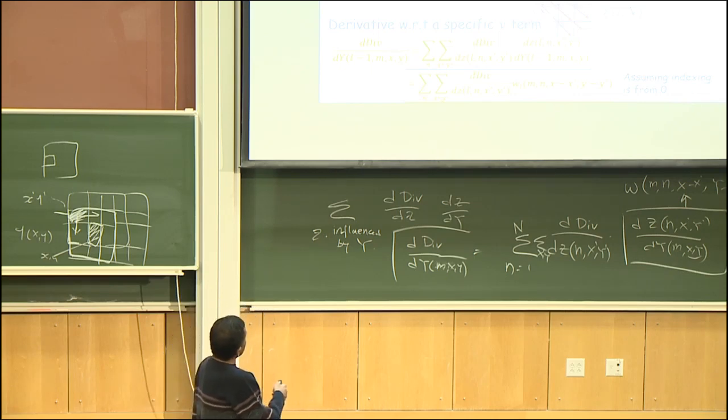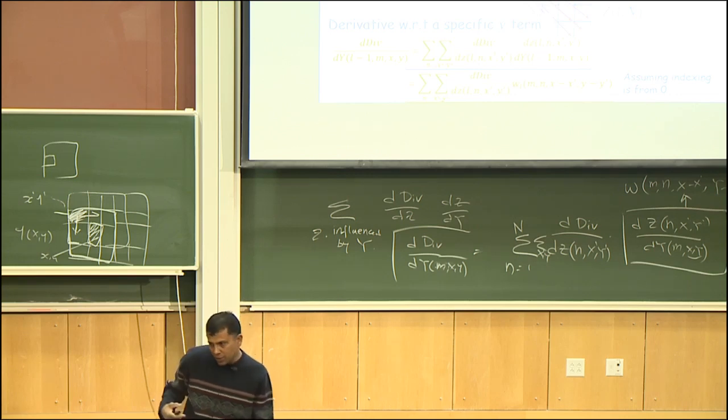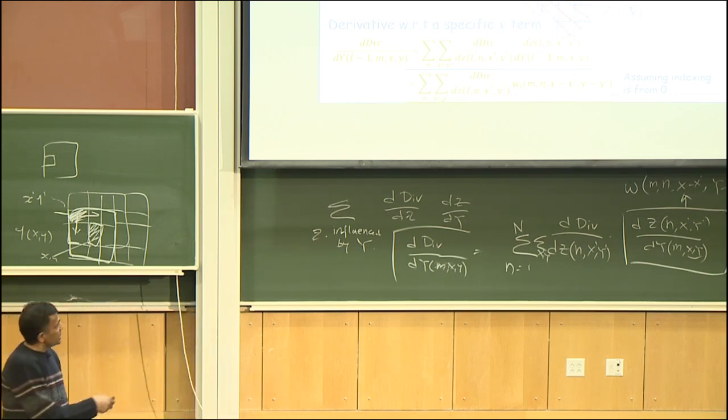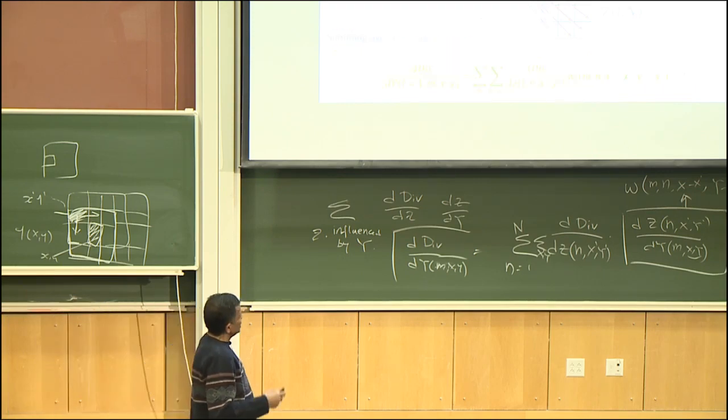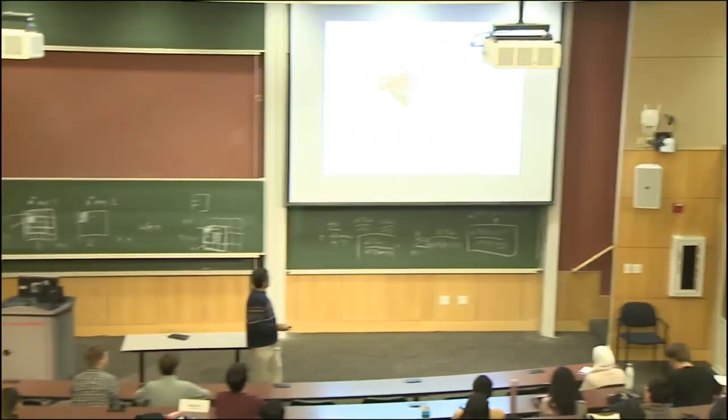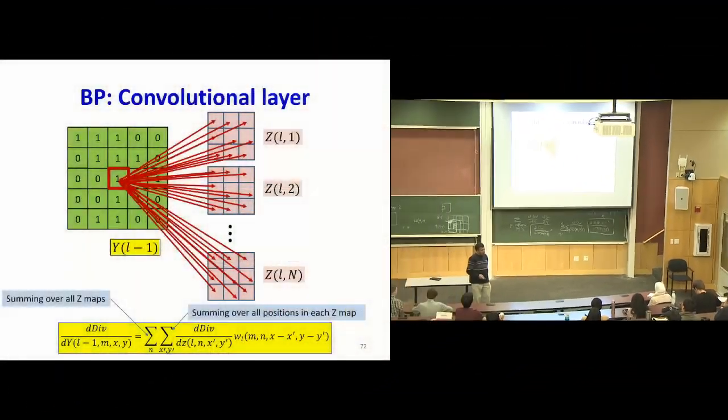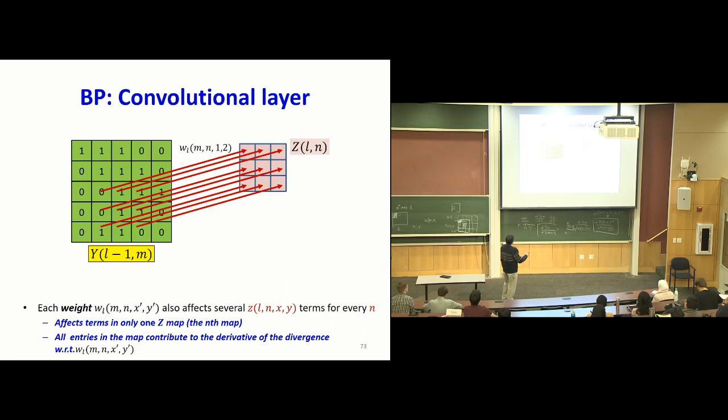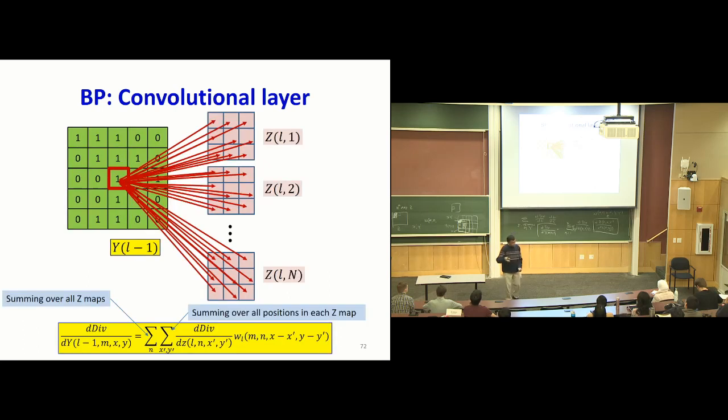The derivative of the divergence with respect to any given y, here I've actually shown you the layer indices, is going to be summing over all of the z maps in the next layer, over all of the positions in each z map. This is going to be the derivative of the divergence with respect to the z times the derivative of the z with respect to the corresponding y, right? You see exactly how this little computation came about. It's trivial, okay? If you actually work your way through, it's trivial. Make sense to you? Yeah, okay.